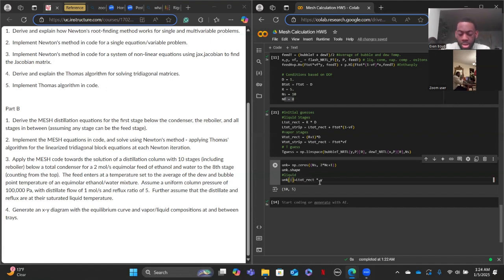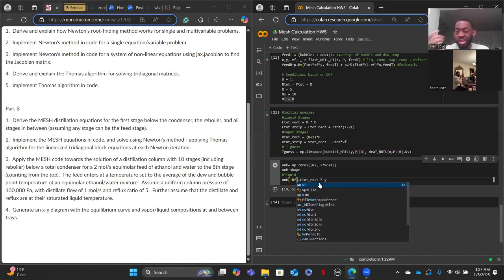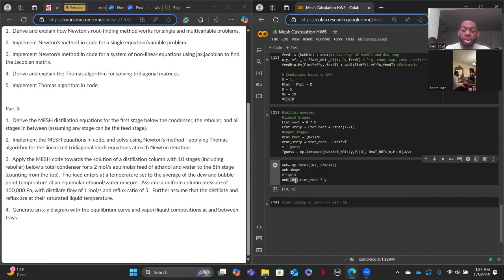So what we want to do is our colon. I'm pretty sure it's a colon, and then we'll do it all the way to our feed stage. So this is why we do colon NF. This will capture all the stages before we reach stage 8, at which point it will cut off.